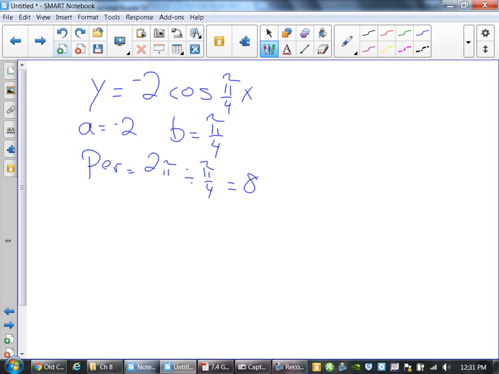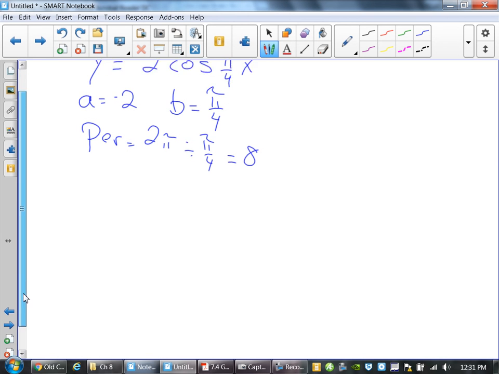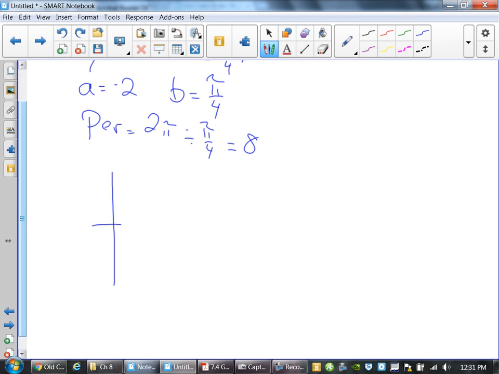Multiply by the reciprocal, and then the pi's cancel out. So you have a period of 8 and an a value of negative 2. What's halfway between 0 and 8? 4. And then 2 and then 6.